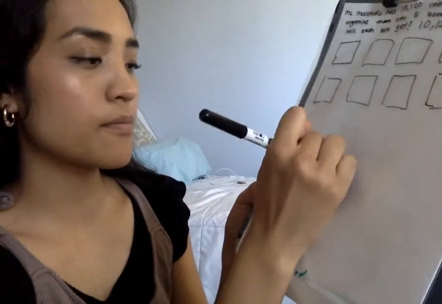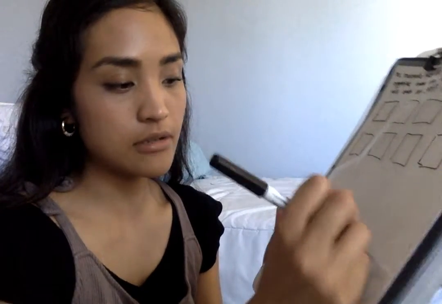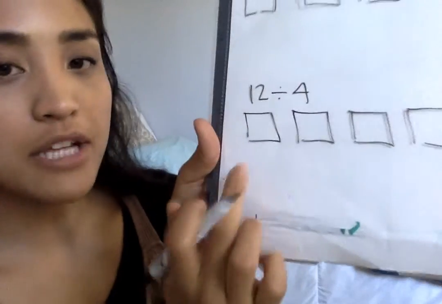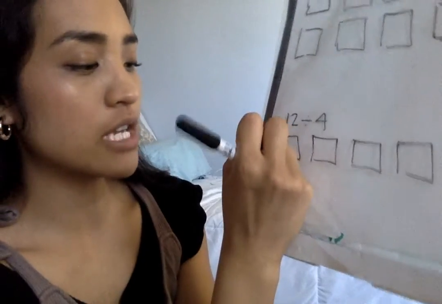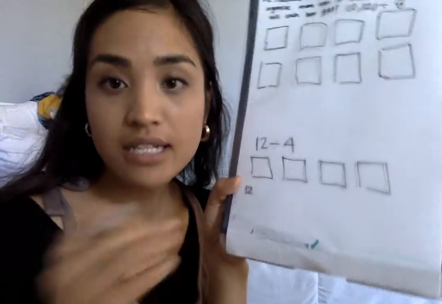So my equation is 12 divided by how many neighbors? 4. Just like so. And then I'm going to draw my sections. So each neighbor is going to get a section, so that means 4 boxes or sections, whatever you want to call them. And then I'm going to write my total amount of cupcakes over here at the bottom, because this is going to be the number that we're constantly subtracting from.